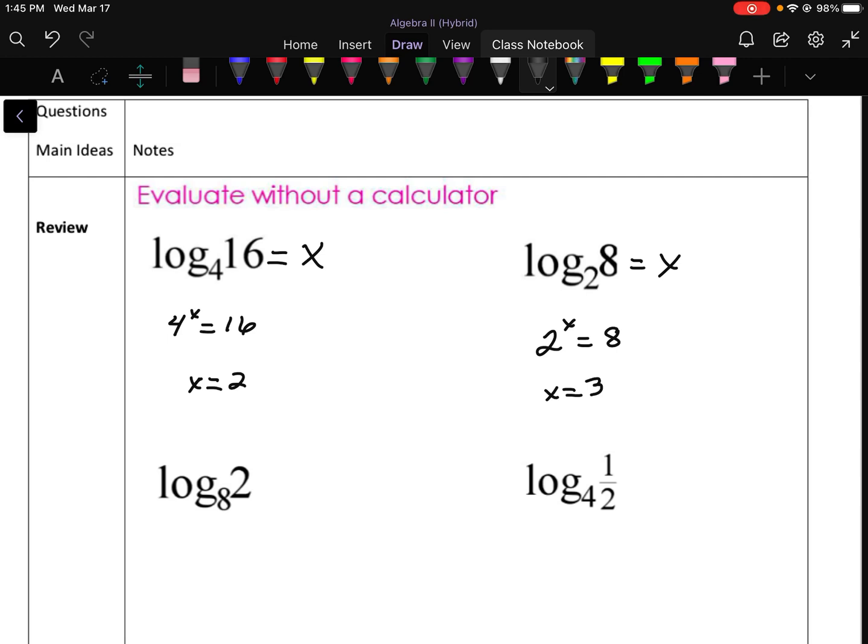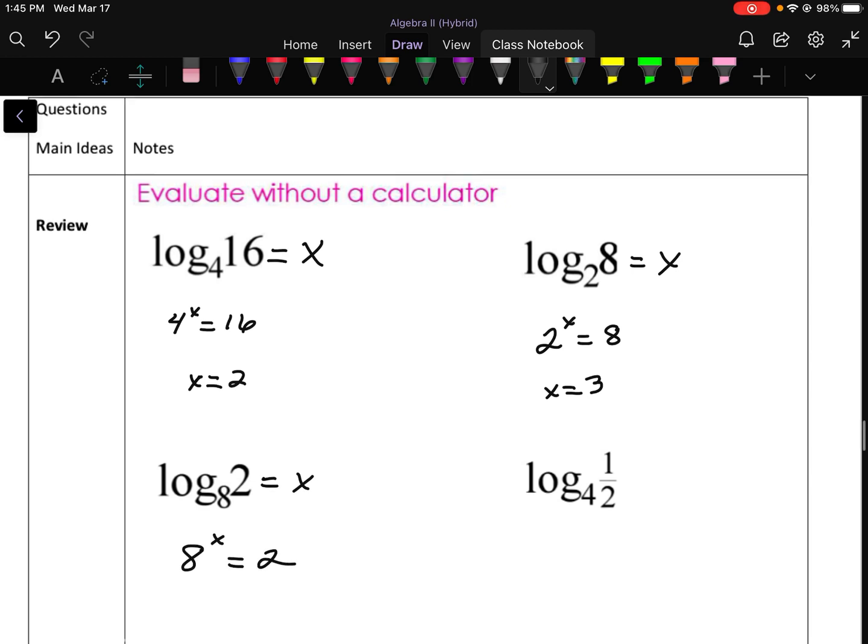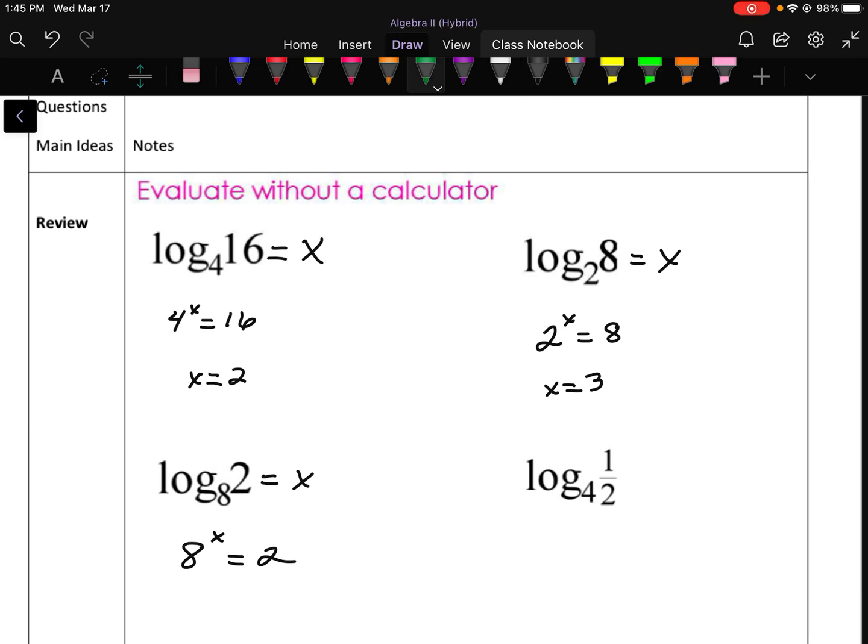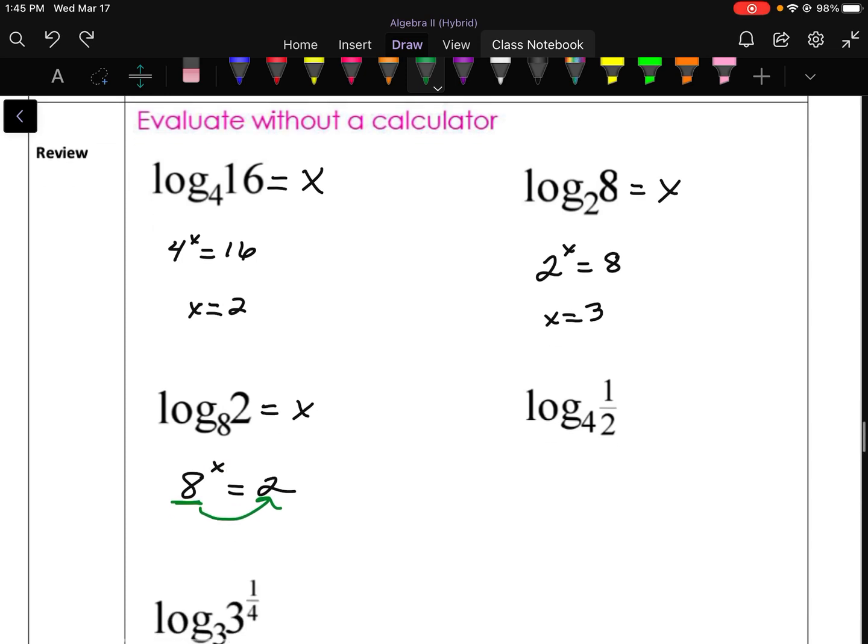So log base 8 of 2, so we switch the base and that number around, equals what? So 8 to the what power gives me 2. Just a reminder that anytime you're going from a big number to a smaller number, your exponent is going to be a fraction. So you kind of want to think about it backwards. 2 to the what power would be 8? We just did that one. That means x would be 3.